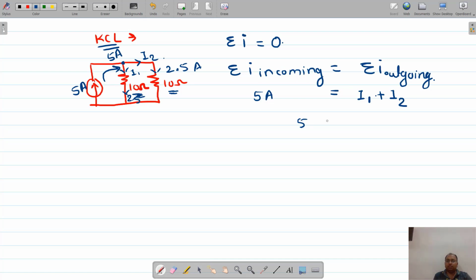So 5 is equal to I1 plus I2. What is the value of I1? Is it 2.5 ampere? Yes, it is. Similarly, for I2 also there is a 2.5 ampere current. So this is satisfying the KCL law, right? Great. Remember that these two fundamental steps I needed to discuss with you before going for the node analysis. So now let us discuss the node analysis.